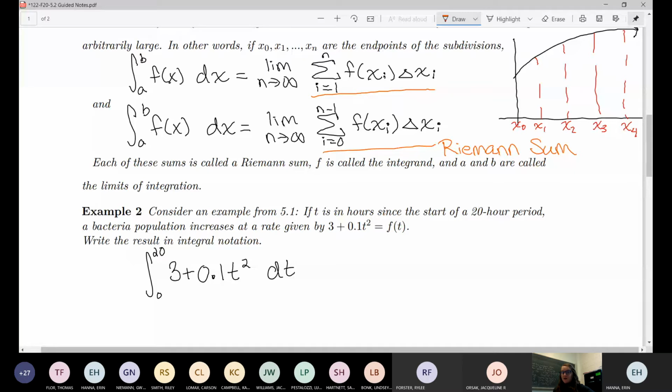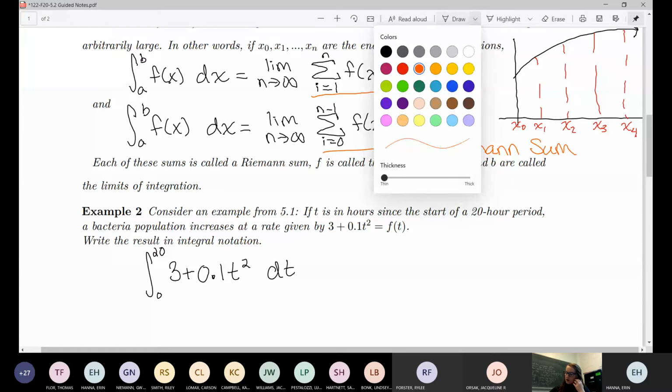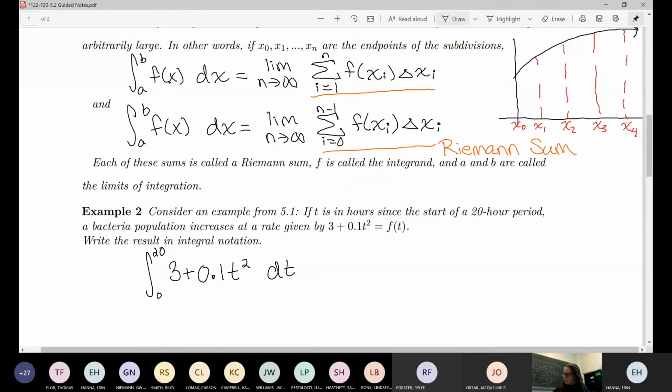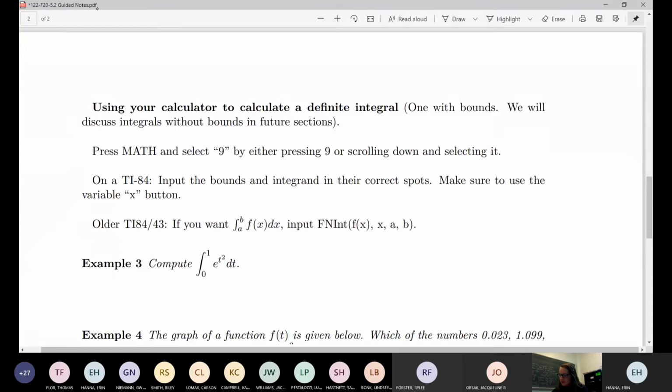And that's all I wanted for that question. Now, we're almost done. Well, maybe. Now, I'm going to tell you how to do this in your calculator. We are going to do them by hand. Trust and believe. We will be doing them by hand. But I will tell you how to do them in your calculator.